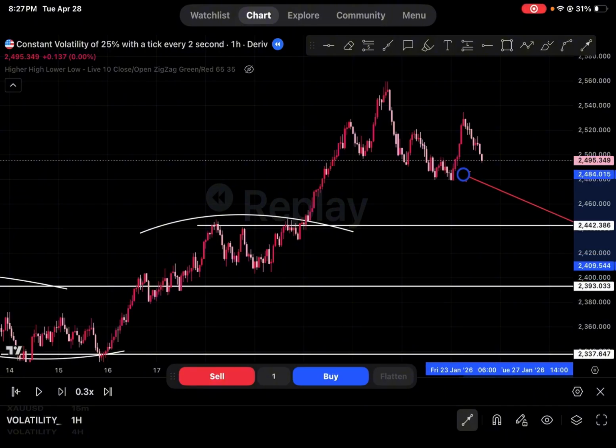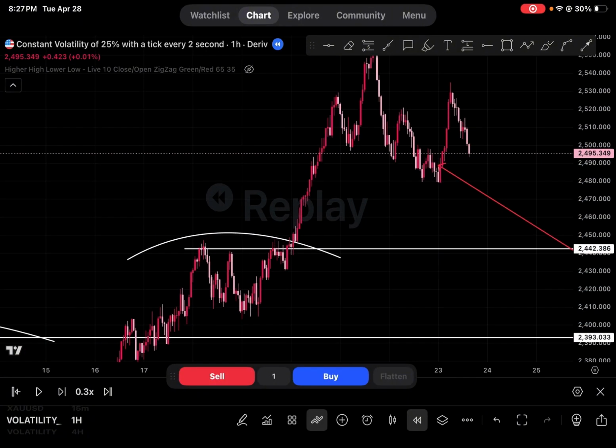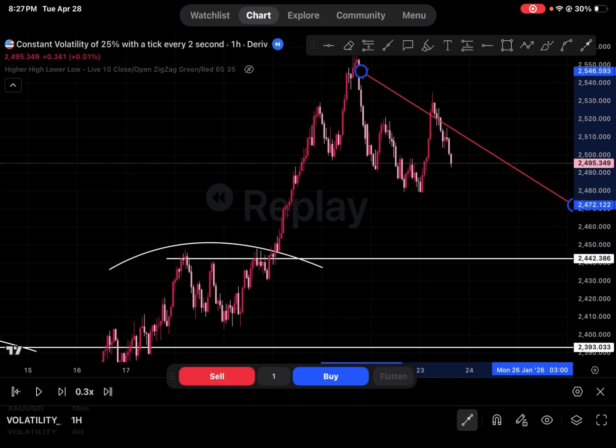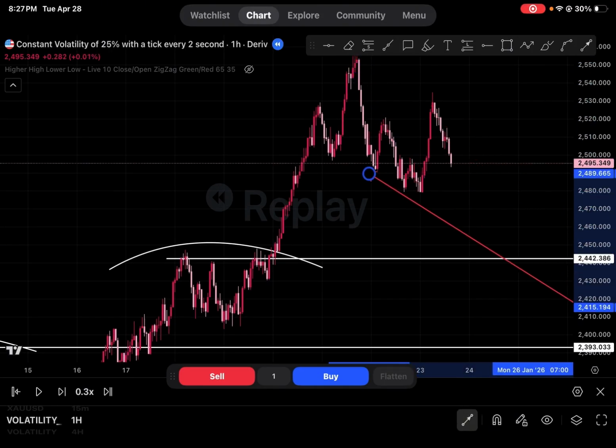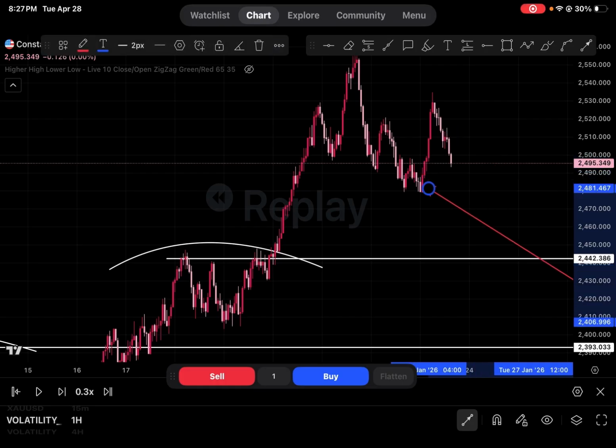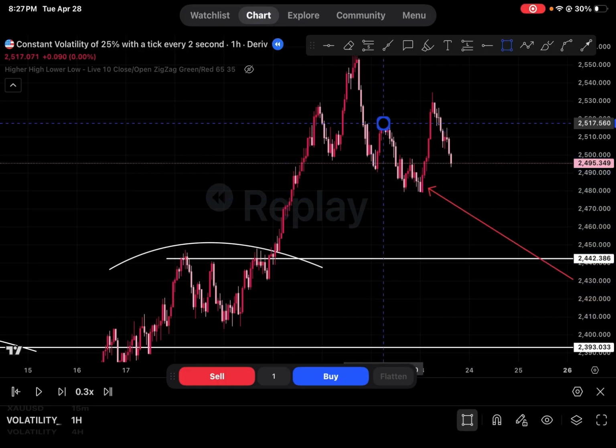Right here, so now it looks like a change of character, because price was making a high. It made a high, it made a lower low, it made a lower high, lower low, lower high, and then it makes a high. So we have a change of character right here.